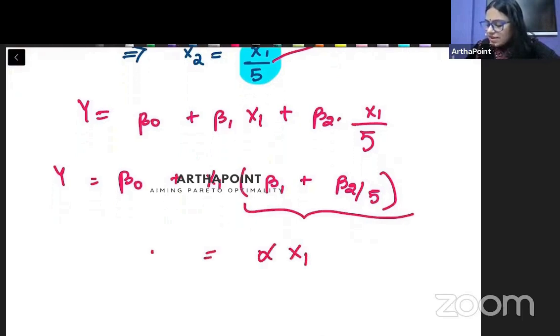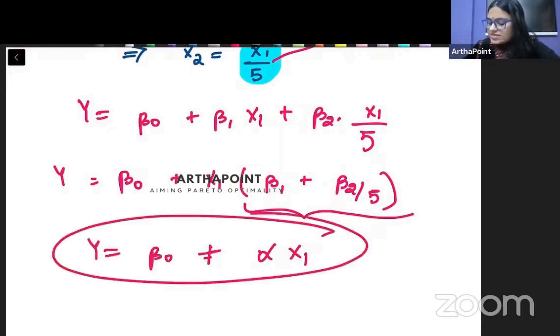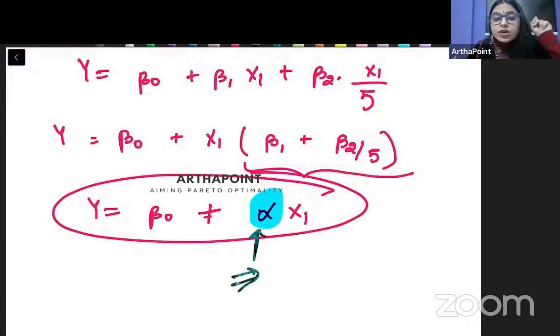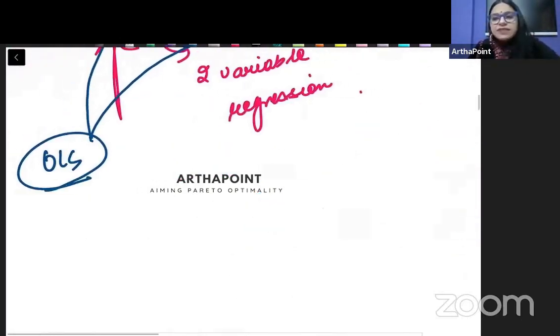और जैसे ही मैं इसको alpha लिखूंगी, the moment I write this as alpha, I can only estimate this alpha. मैं सिर्फ इसका वैल्यू निकाल पाऊंगी. I will not be able to find the original betas. मैं इनकी वैल्यू नहीं रिवाइव कर पाऊंगी. That's the problem with perfect multicollinearity. That is why this assumption is very important. ठीक है. So what is being violated बेटा?